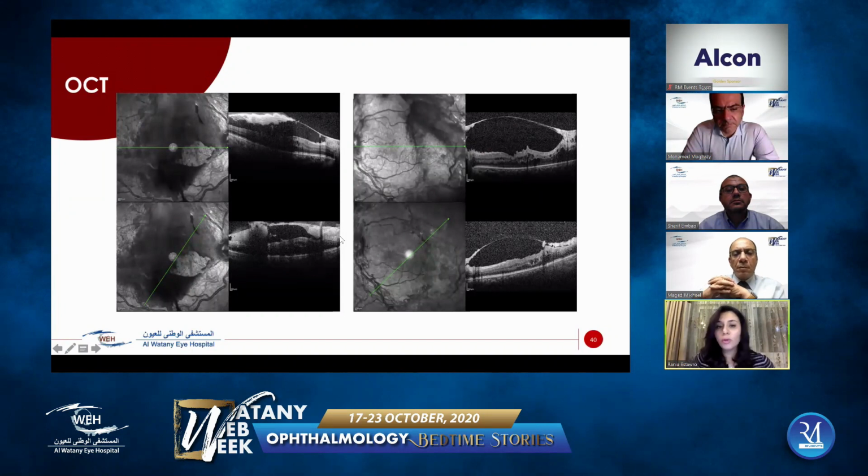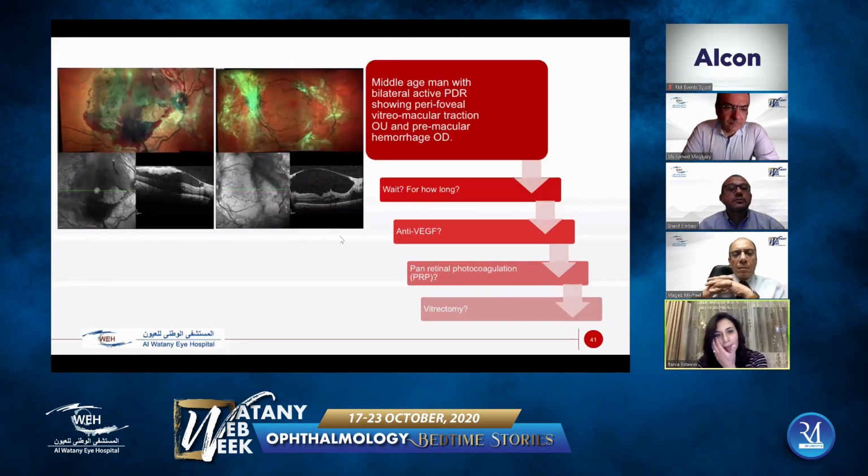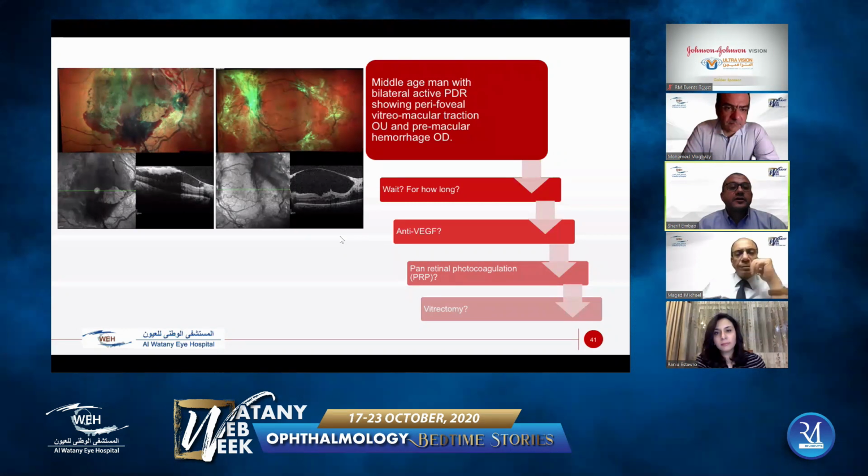My question goes to Dr. Sharif Babi. How would you manage a patient like that? Would you go for PRP, combination, maybe vitrectomy? Well, this is a challenging case because this is a case that can go both ways, but usually those cases will need surgery sooner or later. Even if you start with PRP, you will end up doing surgery in most of those cases.